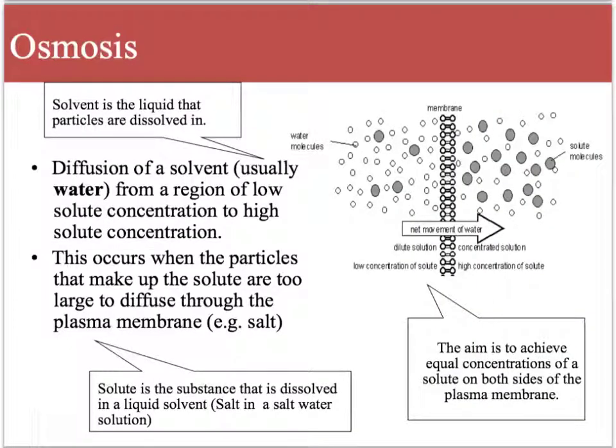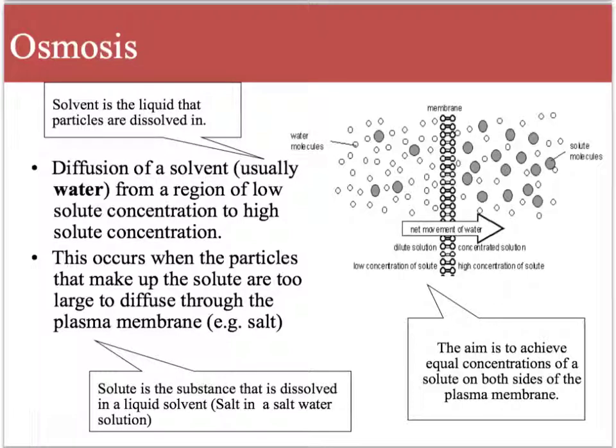With osmosis, so osmosis is a form of diffusion, but in this instance, it is the solvent. For Year 12 biology, the solvent will always be water. The water is moving from a region of lower solute concentration to a region of higher solute concentration. So I'm going from a region of low solute concentration, so not much cordial, to an area of high solute concentration, so lots of cordial.